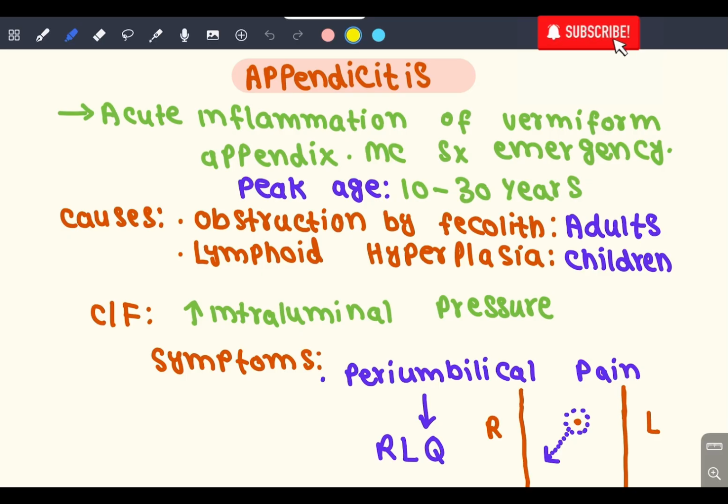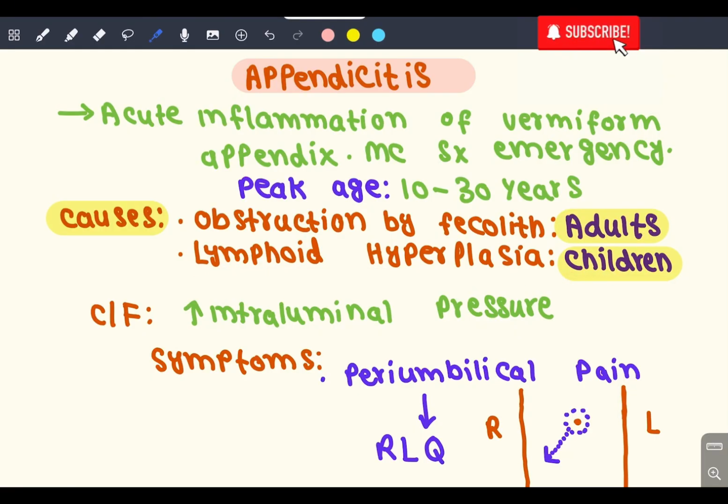Now if we talk about the causes, we will discuss the causes of appendicitis in adults and in children. In adults, the most common cause is obstruction by a fecalith. The fecalith causes obstruction inside the lumen of the appendix, and that is the most common cause of appendicitis in adults. And in children, it is lymphoid hyperplasia. Lymphoid hyperplasia is the most common cause of appendicitis in children.